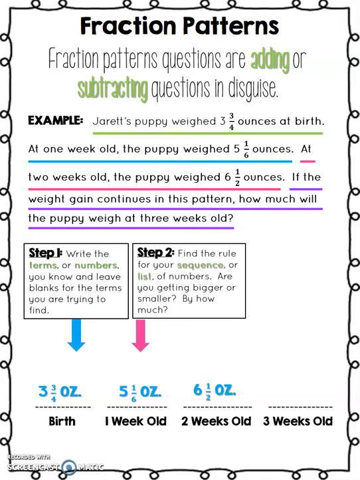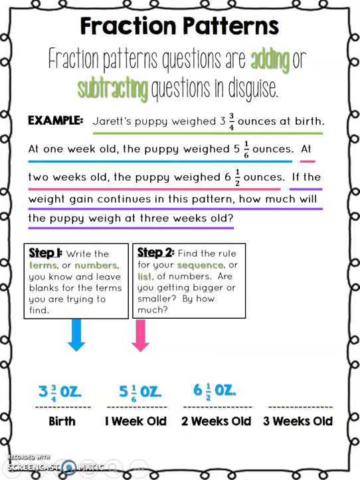Next, I need to find a rule for our sequence, or that list of numbers. And the rule has two parts. First, we need to decide if our numbers are getting bigger or smaller. And then we need to decide by how much, or what's the gap in between numbers. So I know right away that my rule is that my numbers are getting bigger. But it's kind of hard to tell by how much those numbers are increasing because I have different denominators in all three of my numbers. At birth, I have a denominator of 4. At 1 week old, my denominator is 6. And at 2 weeks old, the denominator is 2.